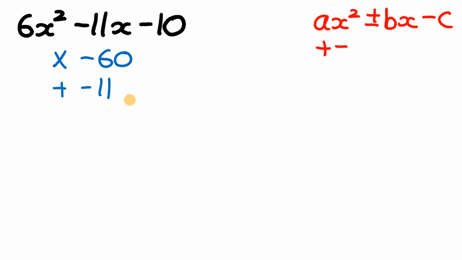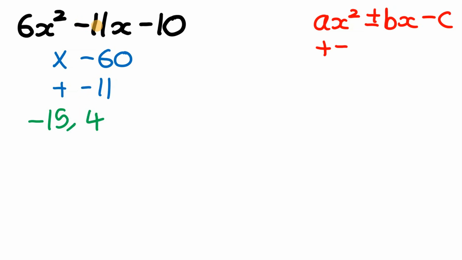Okay? So as we talked about before, it doesn't matter if this b is plus or minus here. If you have this c at the end that is a negative number, it means that one of the numbers is going to be positive and one of the numbers is going to be negative. So we need to find a positive and a negative number that multiply together to give minus 60 and add together to give minus 11. And if you think about this, you can use minus 15 and 4 because they multiply together to give minus 60 and they add together to give minus 11, okay?